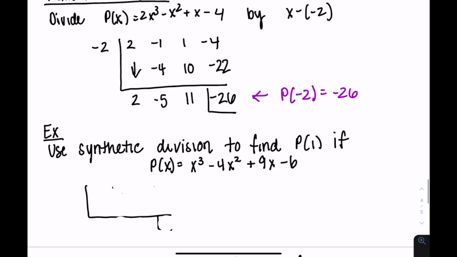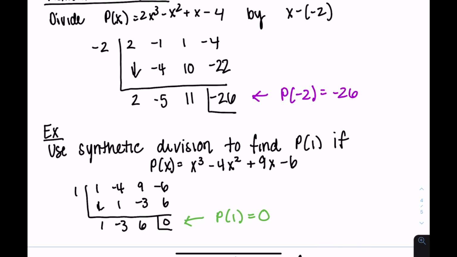So let's go ahead. We're going to use synthetic division to find p of 1 if this is our polynomial. So we're going to put 1 off to the side, and I'm going to put all of our coefficients. So we've got 1, negative 4, 9, negative 6. Bring the 1 down, we get 1. Multiply by 1, add together, multiply by 1, add together, multiply by 1, add together. So in this case, that tells us p of 1 is going to equal 0.